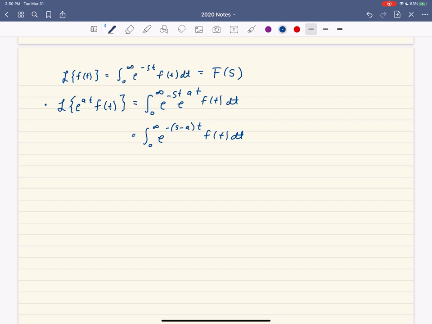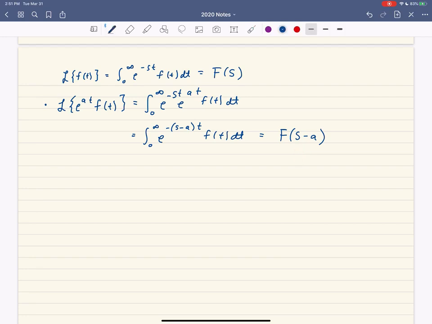And this is nothing more than whatever the Laplace transform of our function was, shifted by a. This is really capital F of s minus a. So this is what multiplying the argument of the Laplace transform by e to the at does: it really just shifts the Laplace transform by a factor of a. So if we multiply by e to the at, the output is shifted by a.